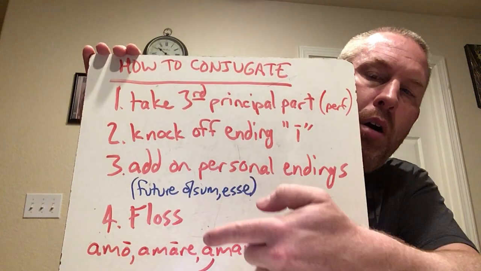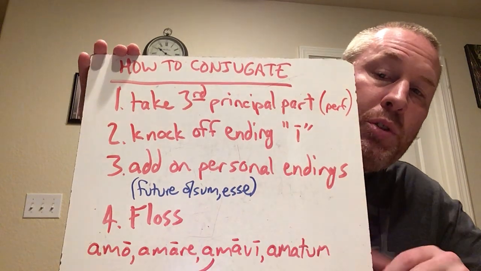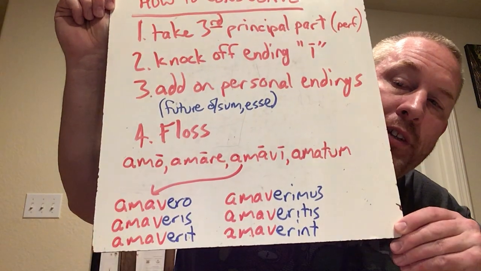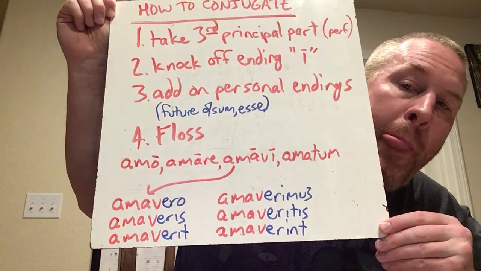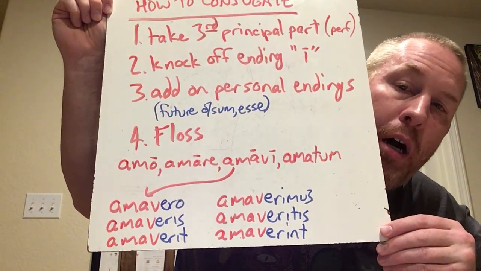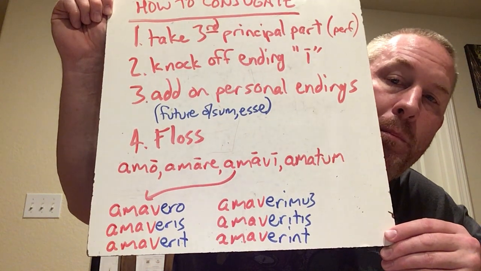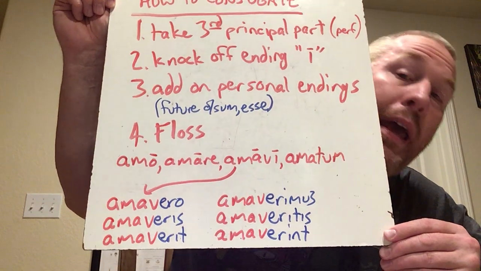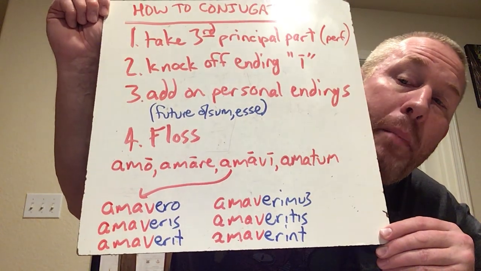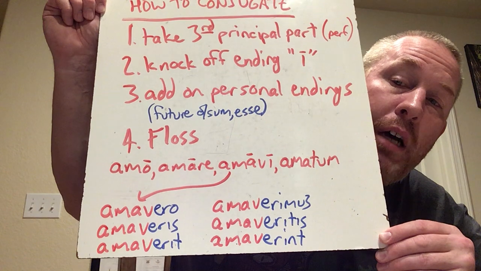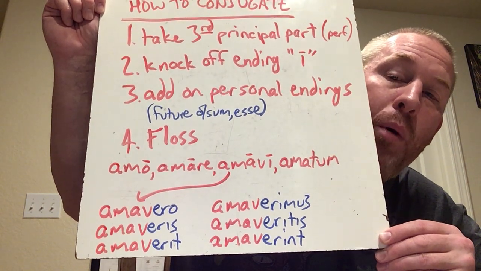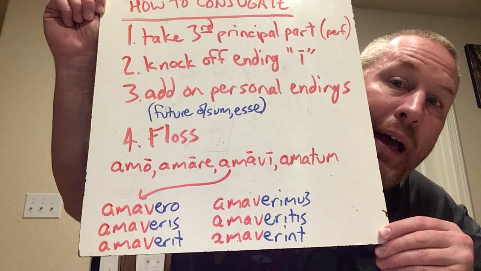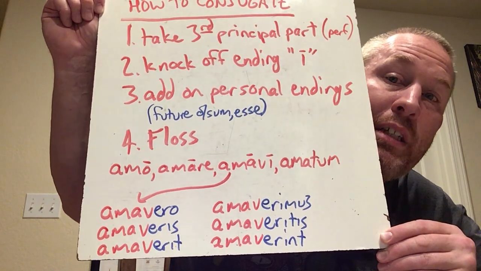So here we go, amo, amare, amavi, amatum. So step one, take that third principal part, knock off the I, and you've got your perfect stem, amav. And I wrote that 6 times. Amav, amav, amav. Anyway, 6 times. So amavero, amaveris, amaverit, amaverimus, amaveritis, amaverint. That's how it works every single time.